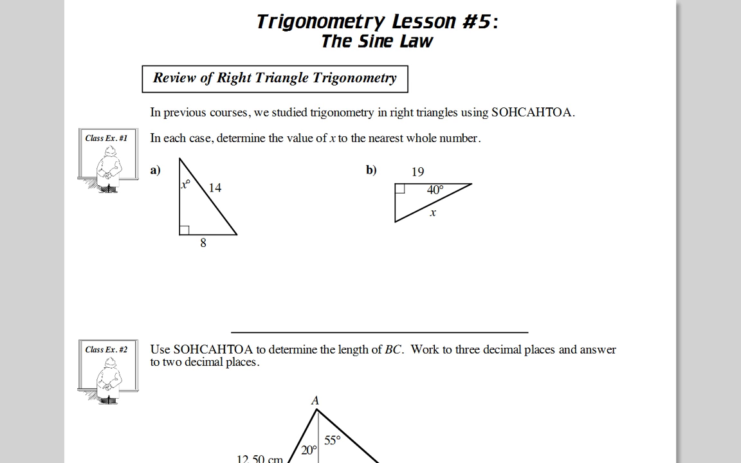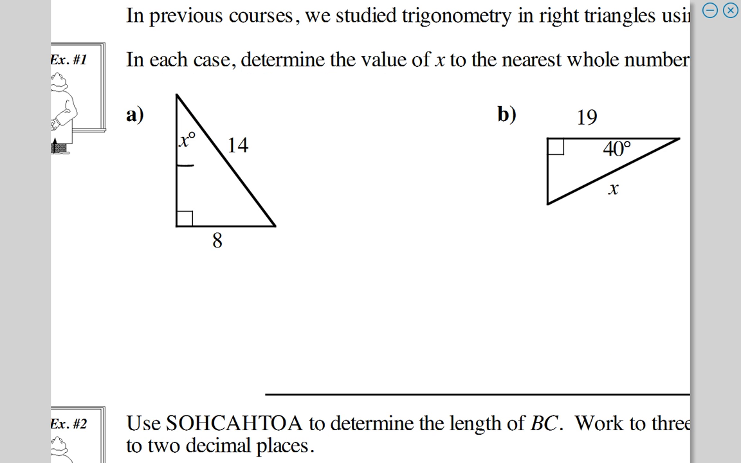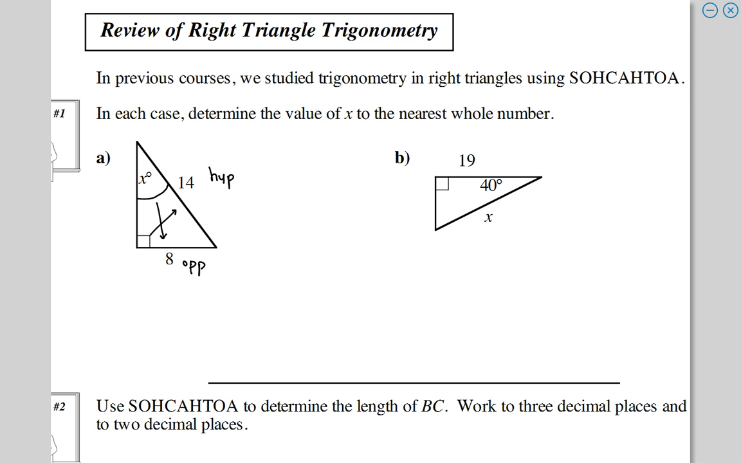Okay, so a quick review from your primary trig using SOHCAHTOA. We label according to the angle we're going to use. So 8 is opposite of angle x, and you can see 14 is hypotenuse. It's directly across the right angle. So you look at SOHCAHTOA.